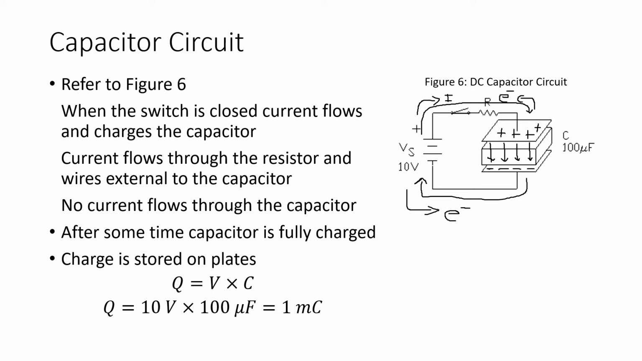Now, after some period of time, the capacitor will be what we call fully charged. And we can calculate the charge on this capacitor using Q equals V times C. So the charge stored on this capacitor when it is fully charged will be 1 millicoulomb of charge.